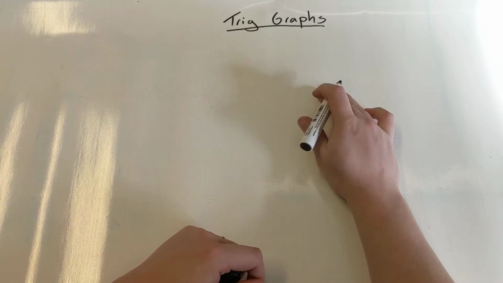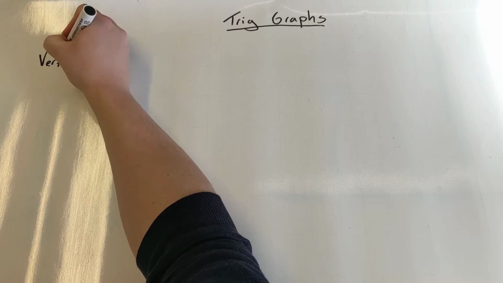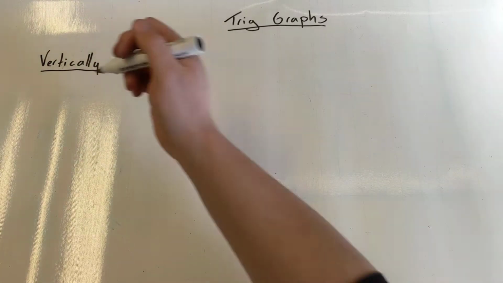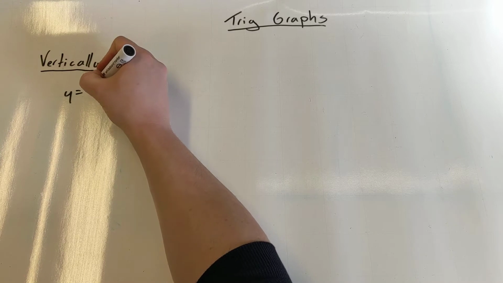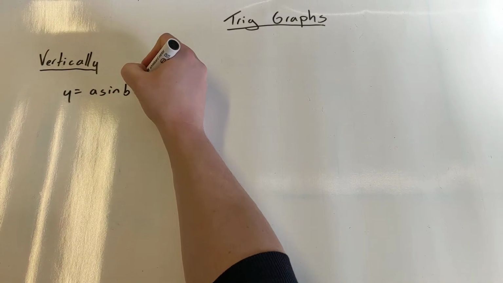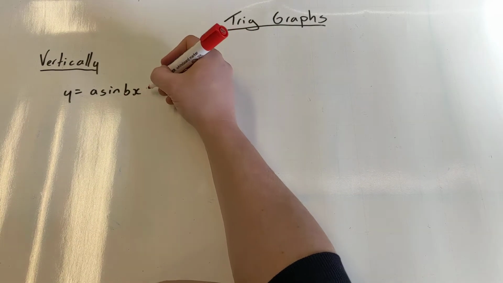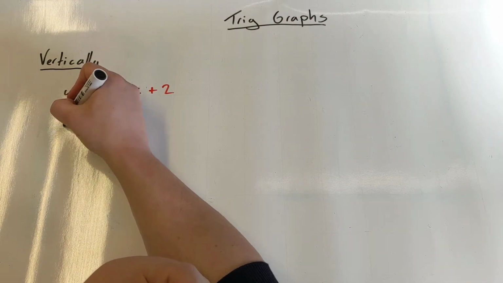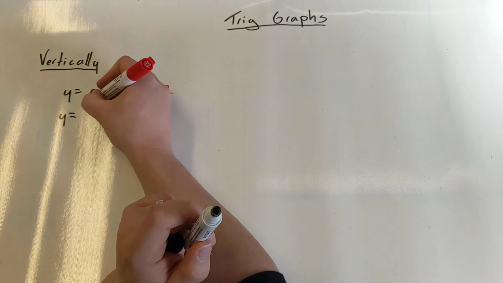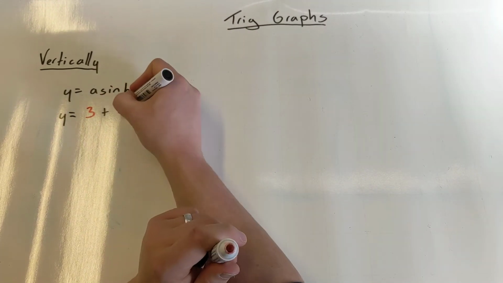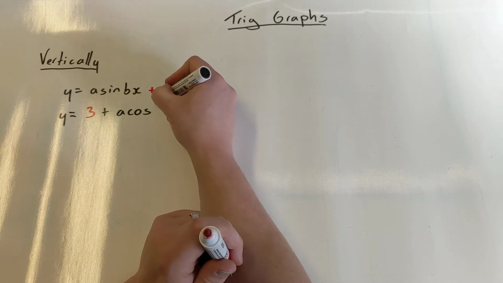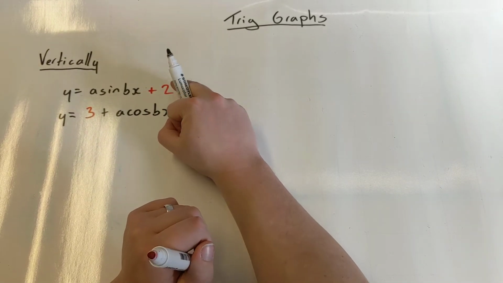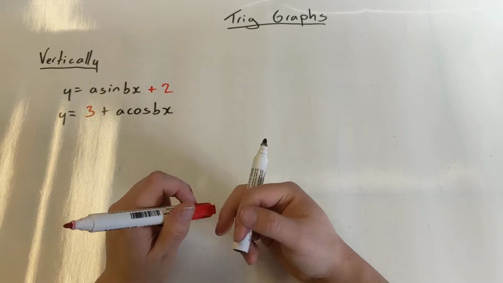So if the graph has been moved vertically, we just get an extra number added to our equation and it just sits there by itself. So for example, we'll have y equals a sine bx, and then we'll just have a plus 2, for example, would mean it'd move vertically by 2. Or if we had y equals 3 plus a cos bx, it would mean it had moved vertically by 3. So it doesn't matter if this number by itself is at the end or at the start. That's just how much it has moved.